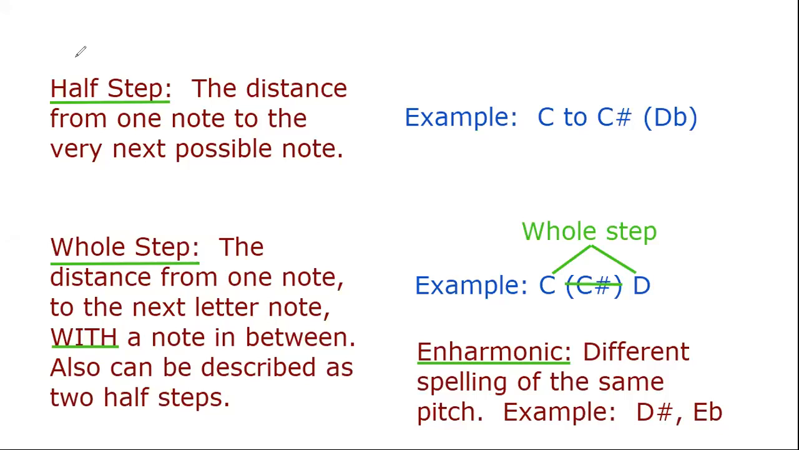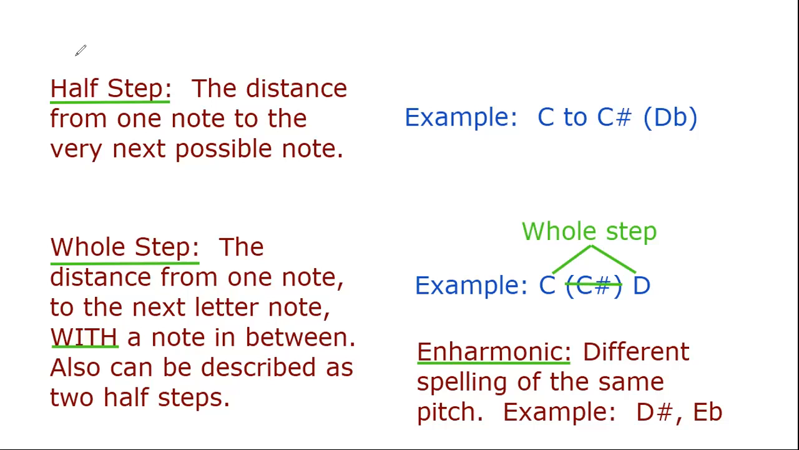An example of this is from C to C sharp, or even if you call it D flat, there is nothing possible in between those two notes, so it is a half step. If you were to look at these two pitches on the piano, C is a white note, and then up to a black note, it would be C sharp, and there's nothing possible in between. If you look in the very back of your book where the fingering chart is, and you go from one picture to the next picture right next to it, that's a half step, okay?